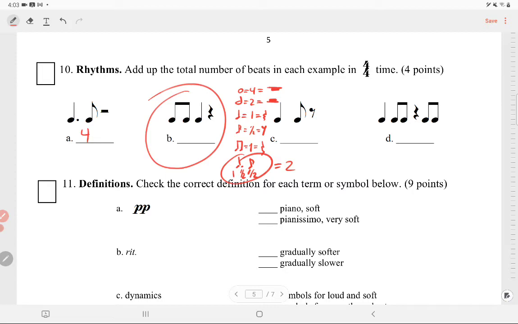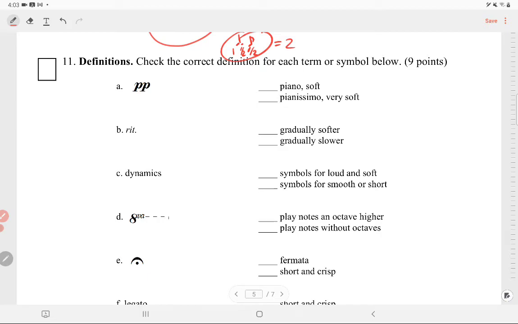As for definitions, I'm going to tell them to you so you know them. This one we call pianissimo, which is very soft. This one is ritardando, which means gradually slower. We're slowing down. Dynamics are definitely symbols for loud and soft. And when you see this sign, what you have to do is play notes an octave higher. So for example, if you see middle C, and then you see an octave sign above that, that means you're not going to play middle C. You're going to play the C above that. So here's the middle C, but you're going to move it up an octave. So you're going to skip 1, 2, 3, 4, 5, 6, 7, and play the next C, okay?